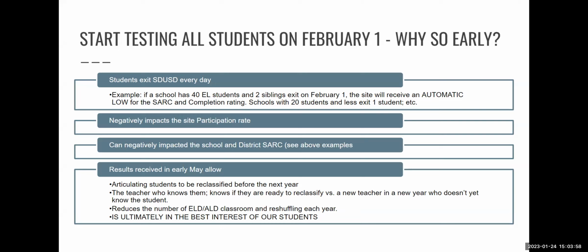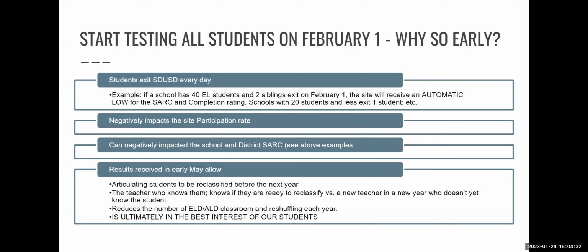So if they all get 3s and 4s and you do fabulous, you're still going to get an automatic low because of the 2 children that didn't test. Again, in schools that have 20 students, if they lose 1 student, it'll be negative. So you have to be very careful. We're trying to get to 100%. Of course, things happen, but that is the reason why we start on February 1st. Again, it has negative impacts to site participation rates, and it can negatively impact school and district SARCs.